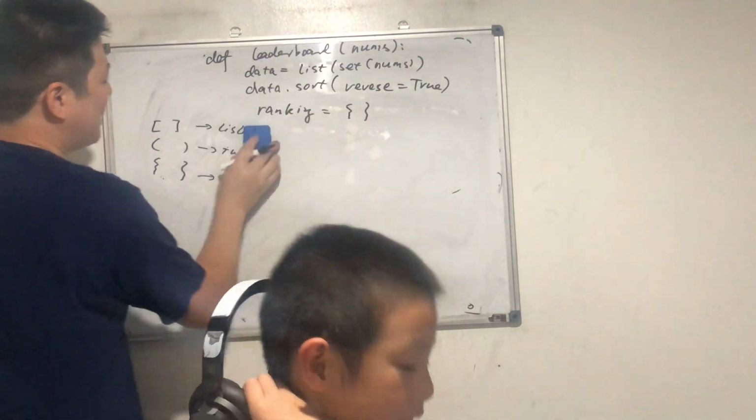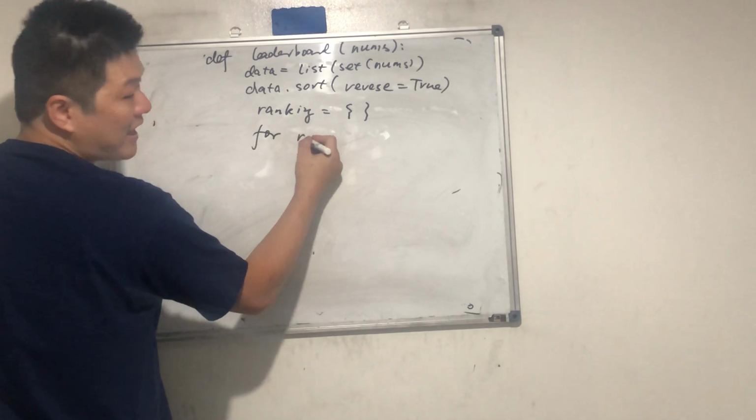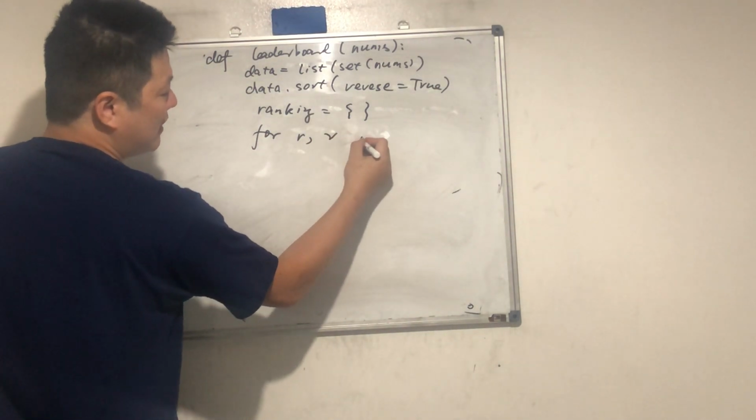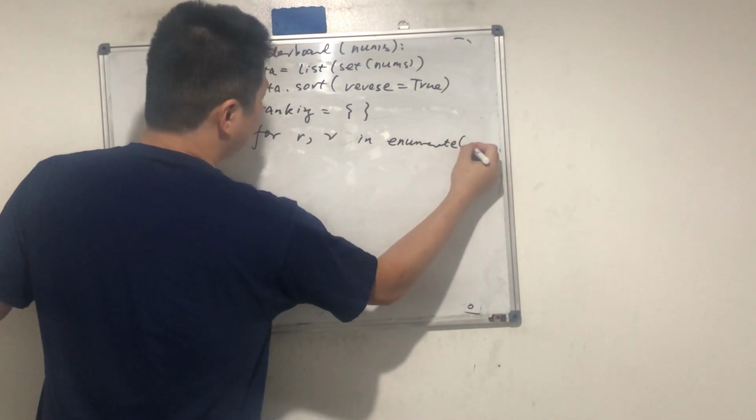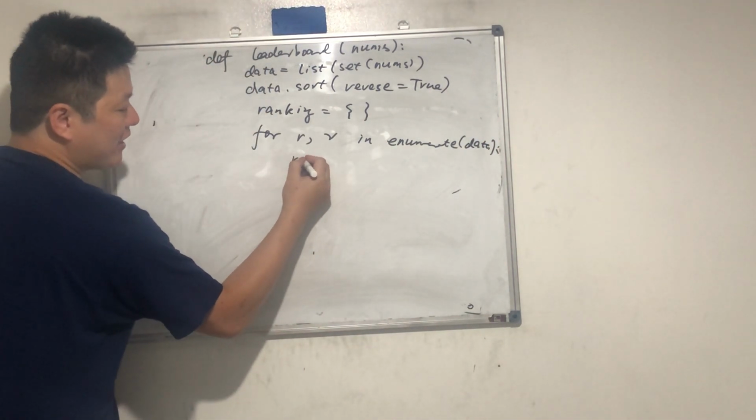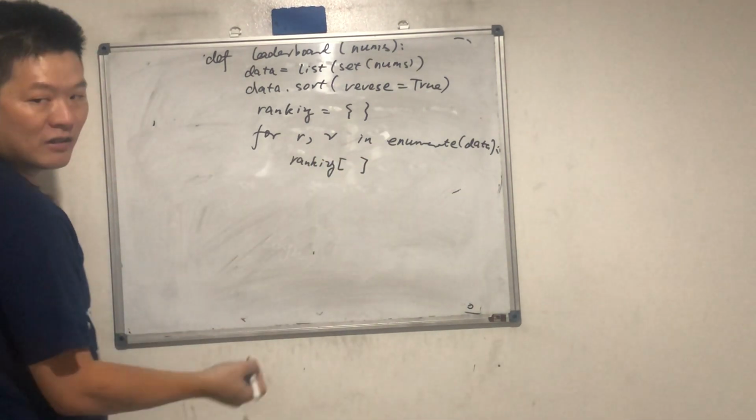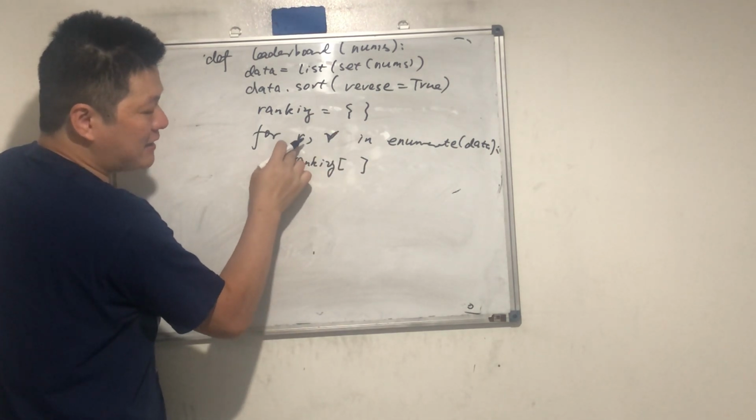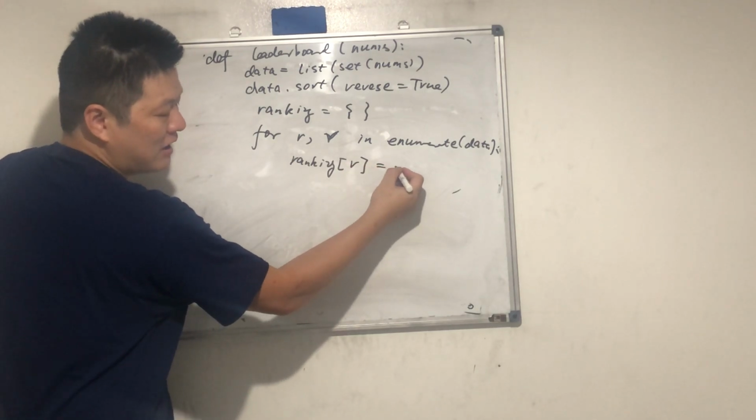And now we want to use the enumerate, right? Like for R, V in enumerate data. Now we want to do what? Ranking what equals what? Which one is the score? R and V. R is the index. V is the score. So ranking V equals what? R. Yeah.